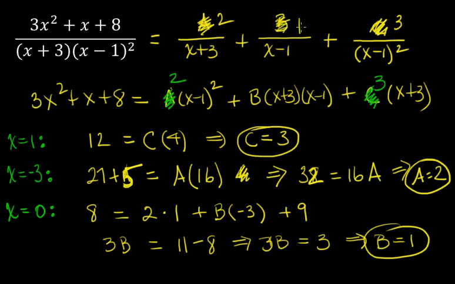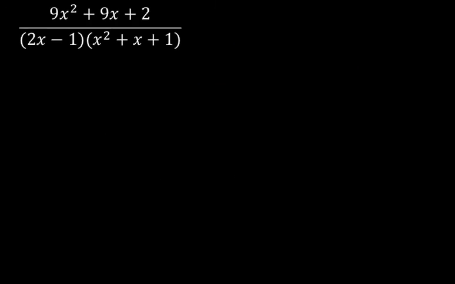And there is our partial fraction decomposition. 2 over x plus 3 plus 1 over x minus 1 plus 3 over the quantity x minus 1 squared. And look how easy those would be to integrate if that was our problem. We'd have a natural log and a natural log, and then we would use the power rule for the third one. This is the last example.